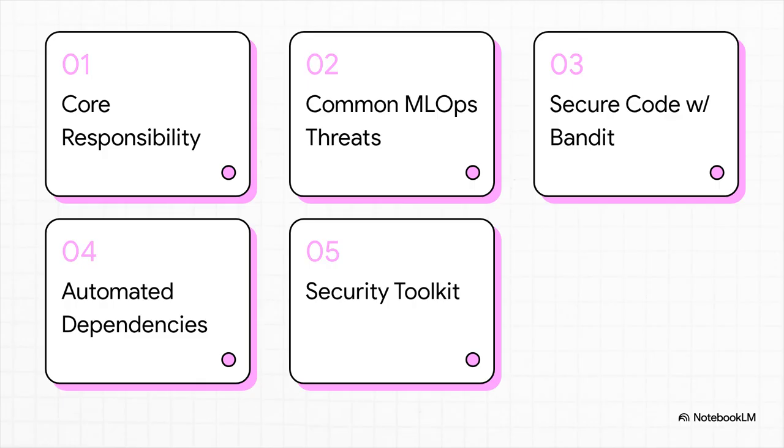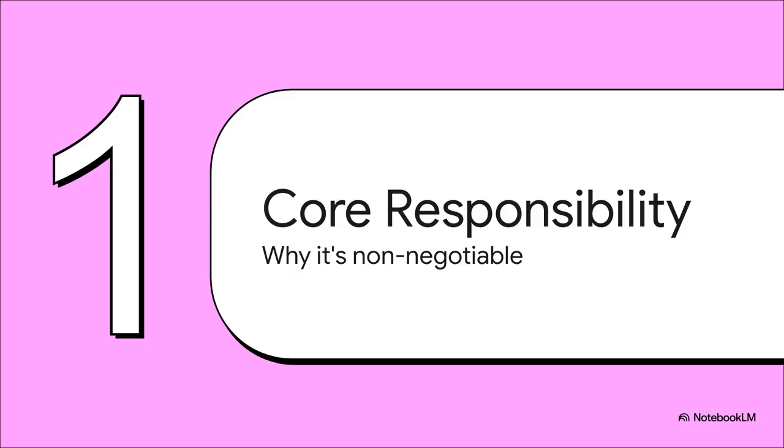So, here's our game plan for today. First, we're going to talk about why security is really your job. Then, we'll look at the most common threats you're likely to run into. And after that, we'll get practical, getting our hands dirty with two awesome tools, Bandit and Dependabot, to build out a security toolkit you can actually use. Super straightforward path from what's the problem to how do I fix it? First up, let's get our mindset right.